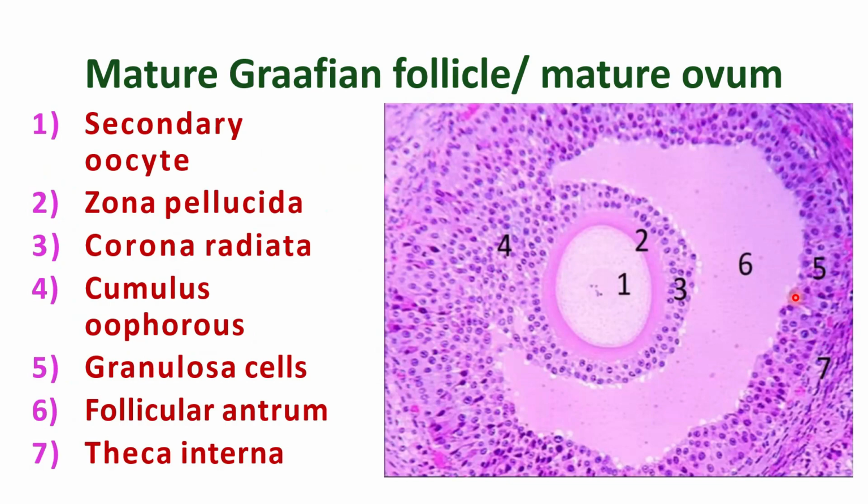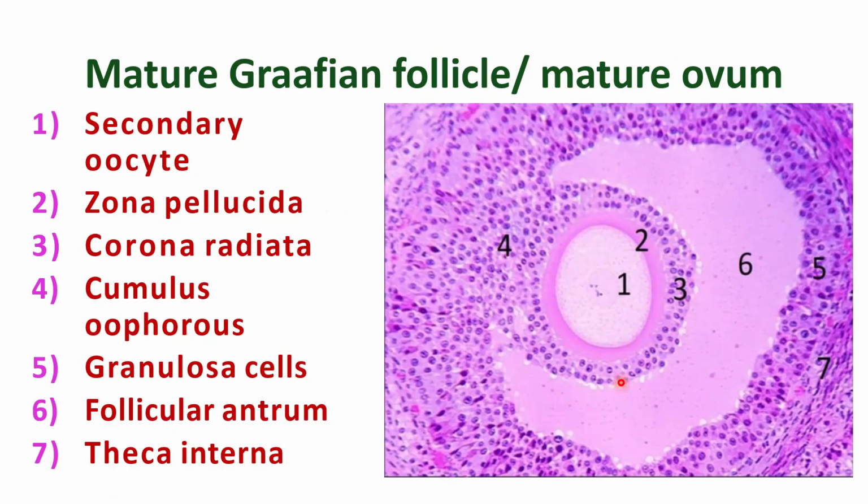We need to appreciate these are very important images. They will be there a lot in exams. So you'll be asked parts of a mature Graafian follicle or a mature ovum. You may be told to draw, and this is how you're supposed to draw the image. So the secondary follicle, ideally, has this at the center here. This is the secondary oocyte, surrounded by zona pellucida. Zona pellucida is a protective layer that prevents polyspermy.